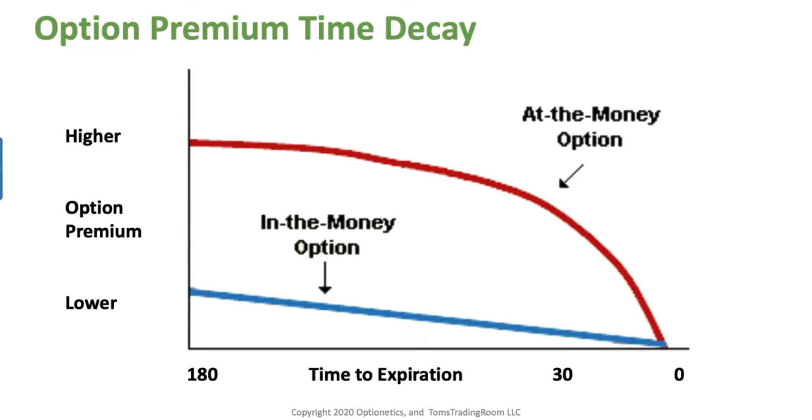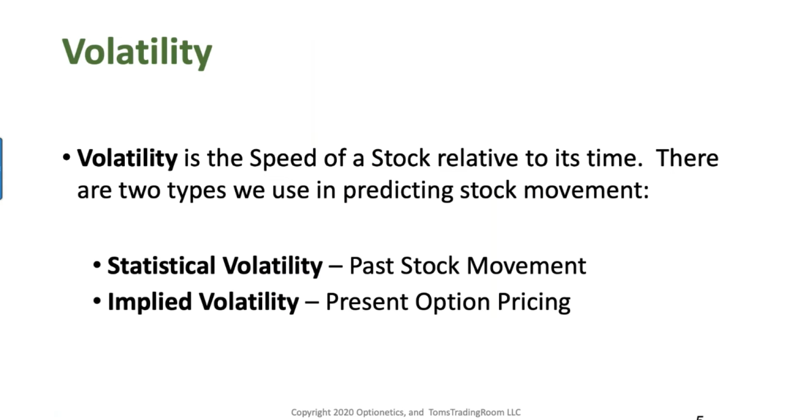All right, but a lot of that has to do with the next piece, really the last piece of information I want to share with you on options as we go forward, and that is volatility. Now, volatility is the speed of a stock relative to its time. And there's two types we look at when we predict stock movement. Statistical, which is basically if you look at Bollinger Bands, or average true range, or indicators like this, they give you an idea of statistical or past stock movement. Implied volatility is built into the time premium of the option itself, and it gives us an idea of where option traders see the stock going in the future.